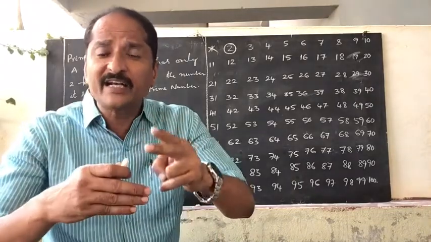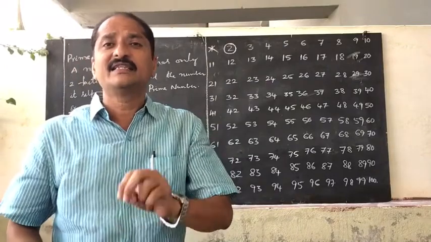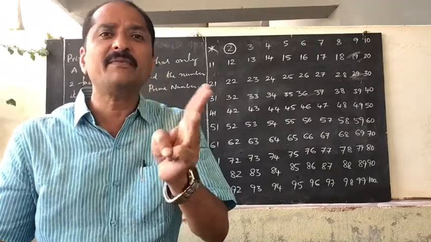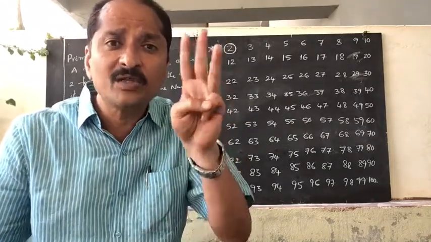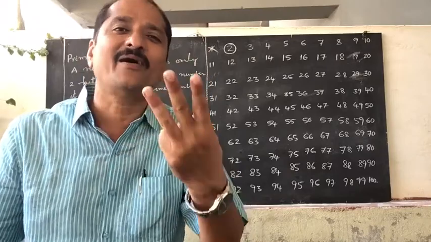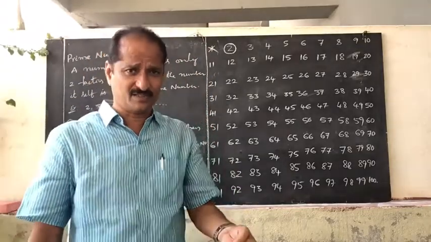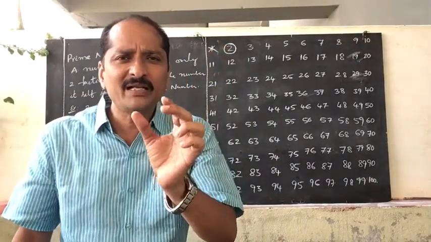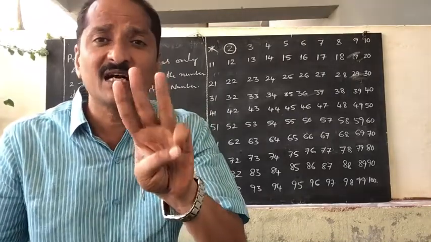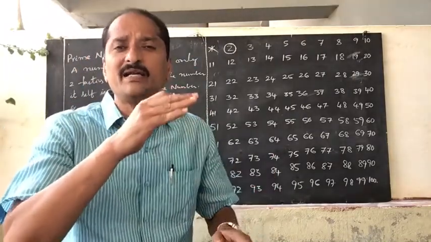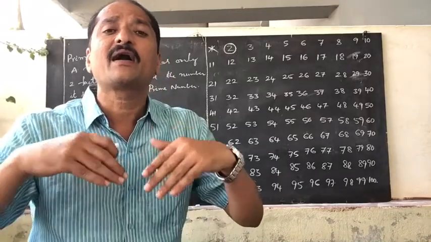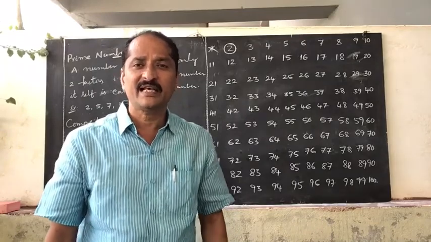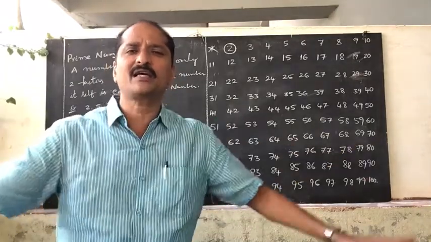If 2 is a factor of those numbers, that will be the third factor. Isn't it? If a number has more than 2 factors, what we can call? That is a composite number. So now we are striking out the multiples of 2. For all the multiples of 2, 2 is the third factor. So if you are striking out the multiples of 2, they are the composite numbers. That means except 2, all even numbers are composite numbers.